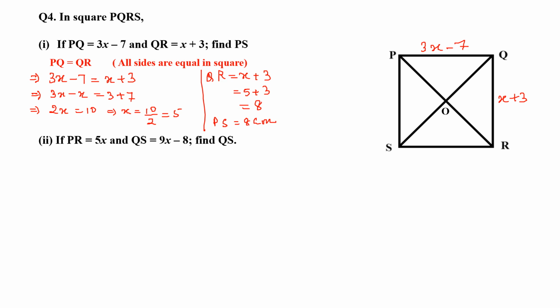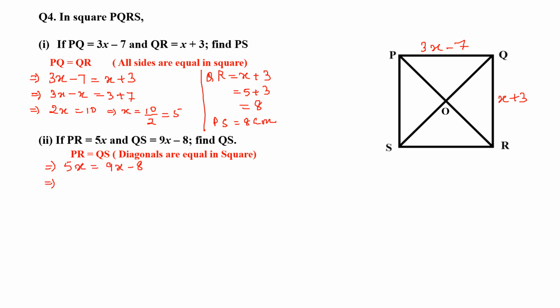Now question number 2. If PR equal to 5x and QS equal to 9x minus 8, find QS. PR is 5x, QS is 9x minus 8, find QS. So here QS value is given in the variable, right? You have to find the actual value. So in a square, we know that diagonals are equal, isn't it? So from here I can write PR equal to QS, and if I put the value, PR is equal to 5x, QS equal to 9x minus 8.